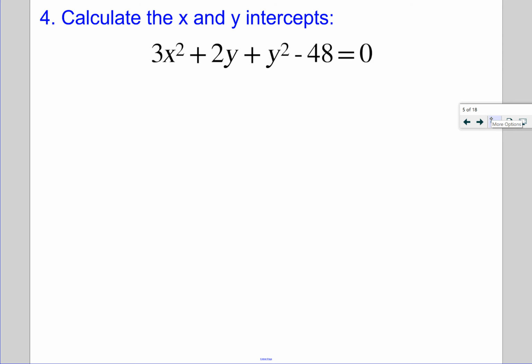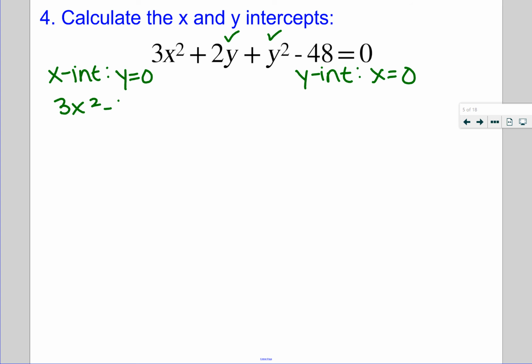Okay, number 4, we need to calculate x and y intercepts. So review of those. If you want to find an x-intercept, you let y equal 0. And if you want to find a y-intercept, you let x equal 0. If I let y equal 0, my two y terms are going to disappear. And that's going to leave me with 3x squared minus 48 equals 0. And now we need to solve for x.